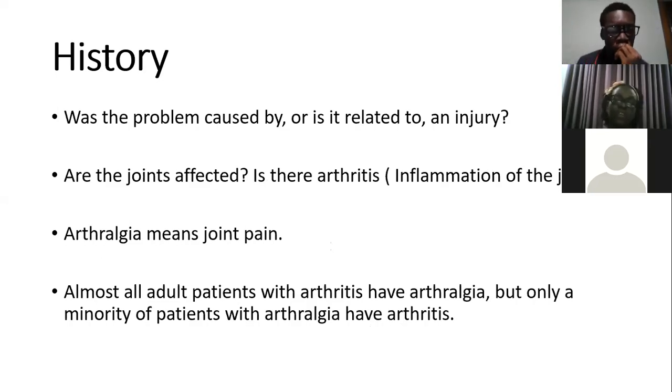You want to find out whether what the patient is complaining of is related to an injury, or was caused by an injury. And are the joints affected? Are the joints inflamed? Or is there pain? So when you use arthritis, it means inflammation of the joint. And when you use arthralgia, it means pain at the joint.